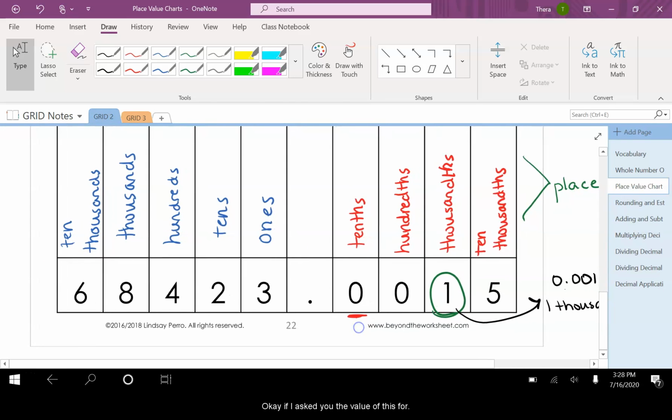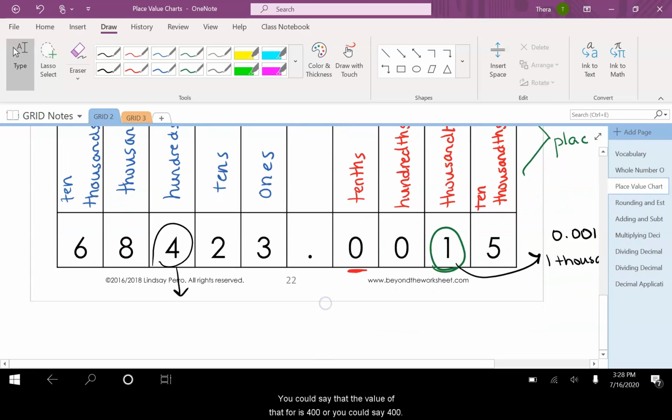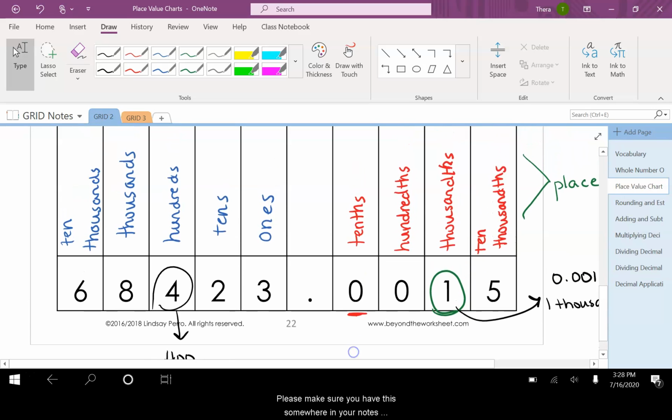Okay, if I asked you the value of this 4, you could say that the value of that 4 is 400, or you could say 400s. Please make sure you have this somewhere in your notes, that the place and the value are different. I'll say it one more time. The place is the location, and the value is how much it is worth.